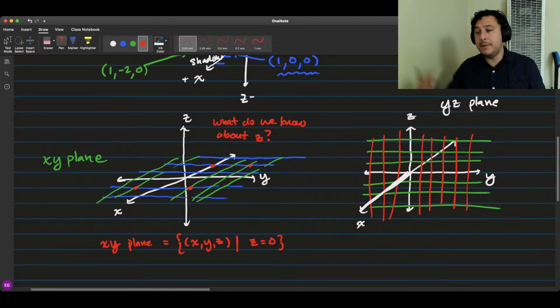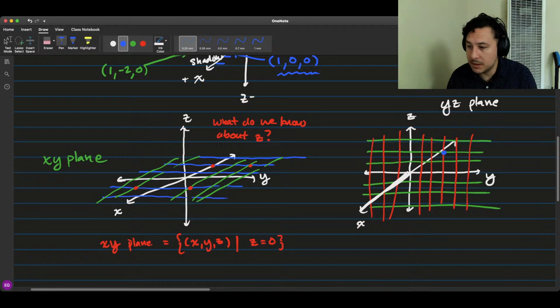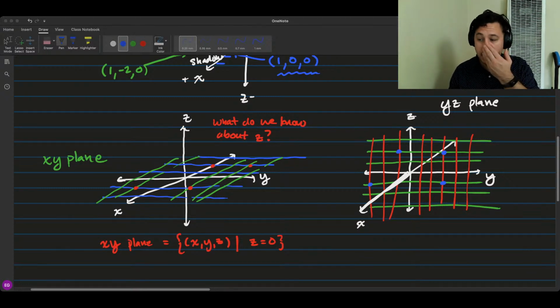Okay, what about the YZ plane? If you choose some points on the YZ plane, we'll do them in blue now. What do you know about the X value? Because they rose up out of the Y-axis, right? I drew lines which are parallel to the Y-axis. What do you know about the X value of these points?